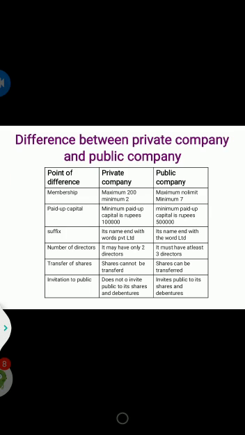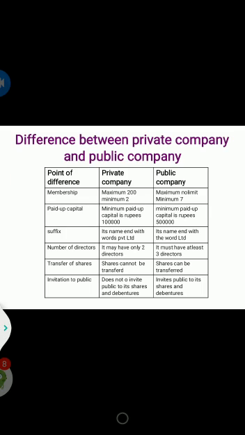When it comes to paid up capital, to be formed or called a private company, the minimum paid up capital is rupees 1 lakh, and to be formed or called a public company, the minimum paid up capital should be rupees 5 lakh.